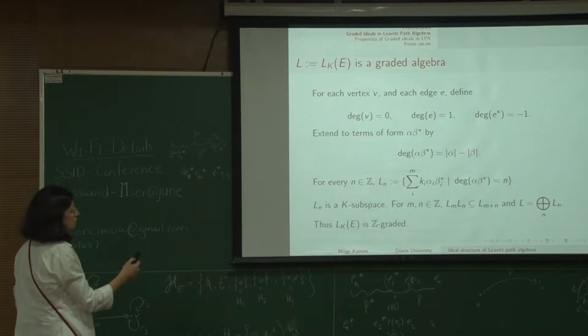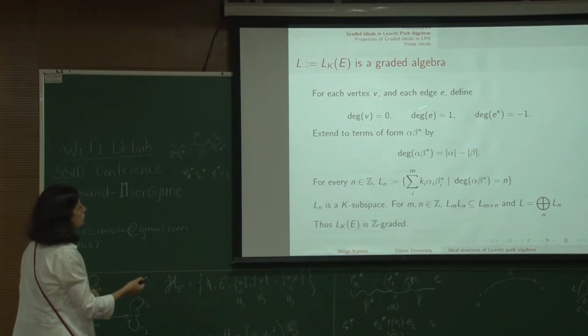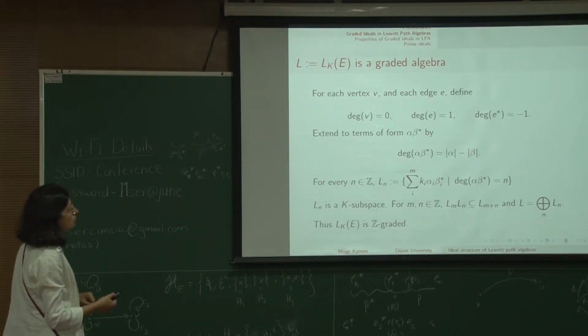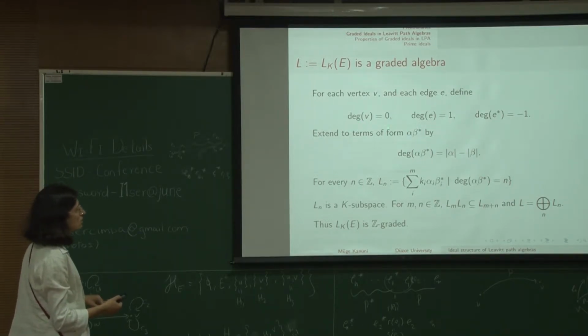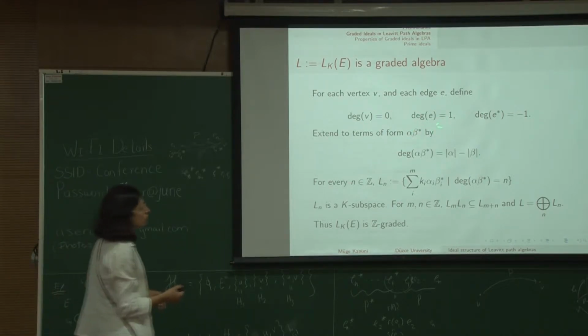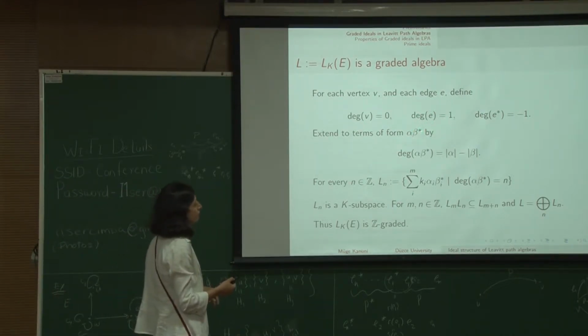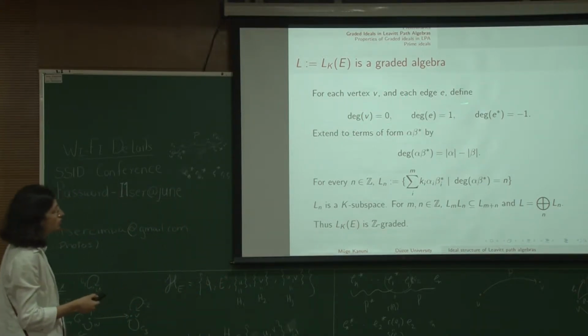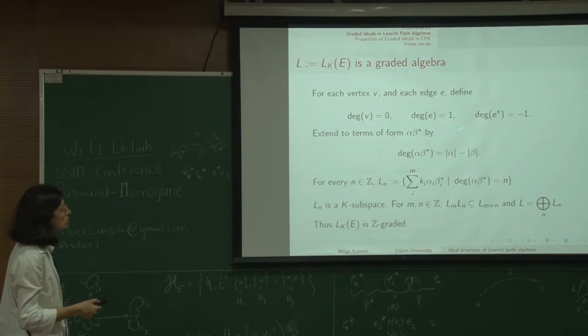A Leavitt path algebra is a graded algebra. I'll skim through this; we have seen this in the morning. Each vertex and each edge has a degree. The degree of each vertex is 0. The degree of each edge is 1. The degree of a ghost edge is -1. So the real paths are those with positive edges.